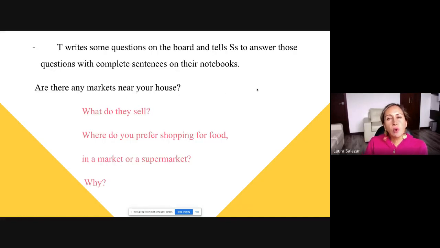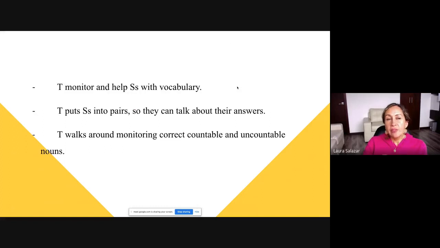Teacher writes some questions on the board and tells the students to answer those questions with complete sentences on their notebooks. The questions that the teacher will put on the board will be: are there any markets near your house? What do they sell? Where do you prefer shopping for food, in a market or a supermarket? And why? So they need to write complete sentences on their notebooks. Teacher will monitor and help the students with vocabulary.